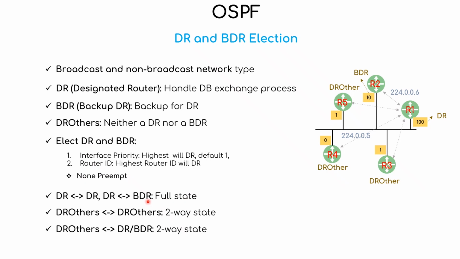The neighbor state between the DR and BDR routers is Full. For DROther routers, we have the two-way state, and between the DR and BDR we have the Full state. Sorry, it's the Full state, not the two-way state, just my typo. This is the Full state.